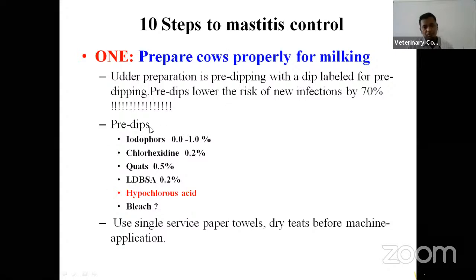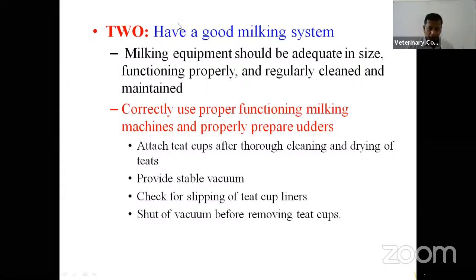Okay, at times we go for pre-dips, meaning before starting the milking process, using chemical substances to prevent entry during the milking process. That's what a pre-dip is. And they say that pre-dips lower the risk of new infection by 70%. Okay, that's the study. Number two, have a good milking system.